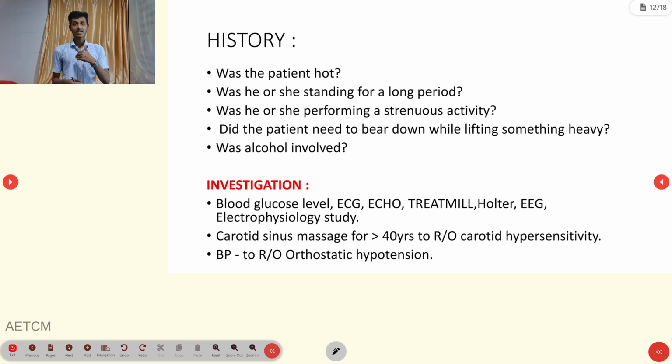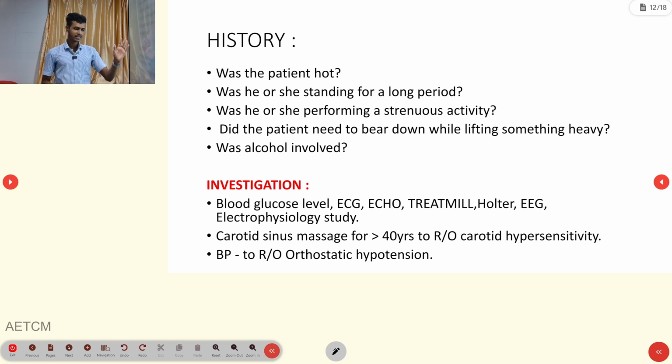So history or assessment wise, whether the person was feeling hot, or standing for a long period, or performing strenuous activity, did the patient need to bear down while lifting something heavy, was there any history of alcohol. Those are things we have to rule out.